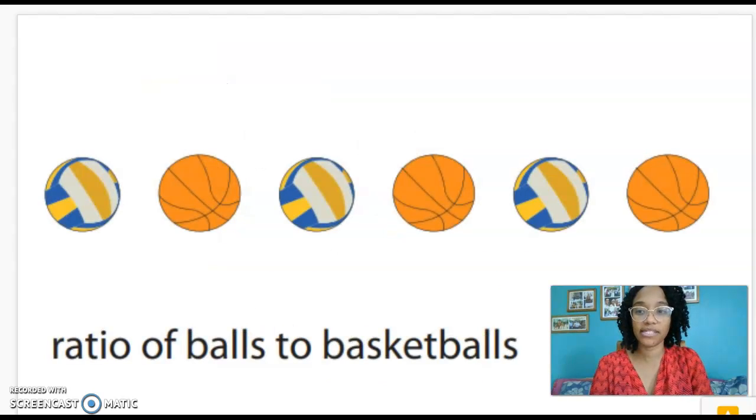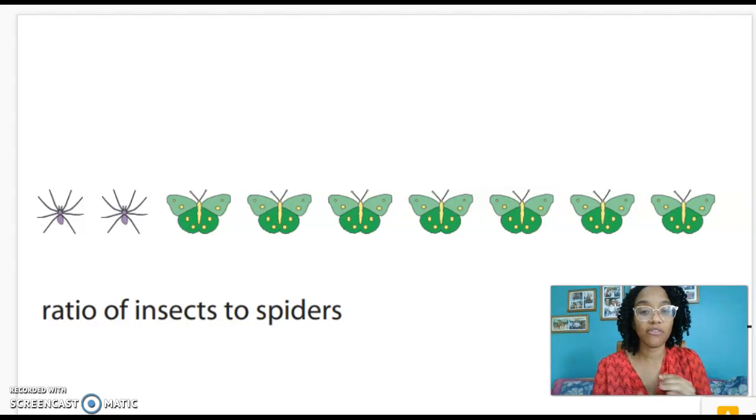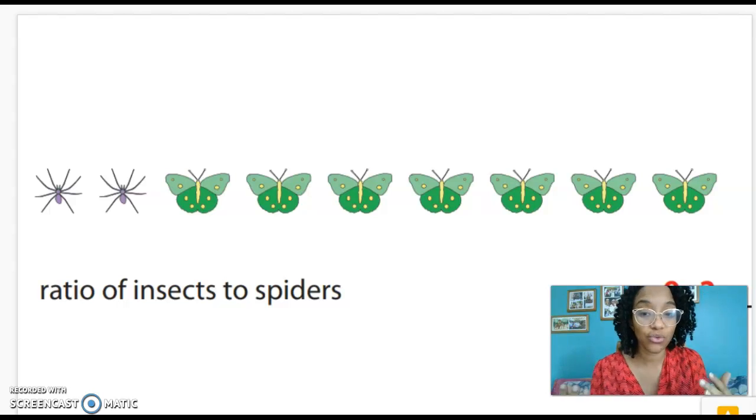Let's look at just a couple more examples. The ratio of total balls to basketballs. Well, there's 3 basketballs and 6 total balls. So the ratio would be 6 to 3 or 2 to 1. Do not forget to simplify. Next, the ratio of insects to spiders. So all of these are insects and we only have 2 spiders there. So we can find that the ratio is 9 to 2. In this case, we do not need to simplify because 9 is not a multiple of 2. There's no factor by which we can divide both of them and get a simpler number.